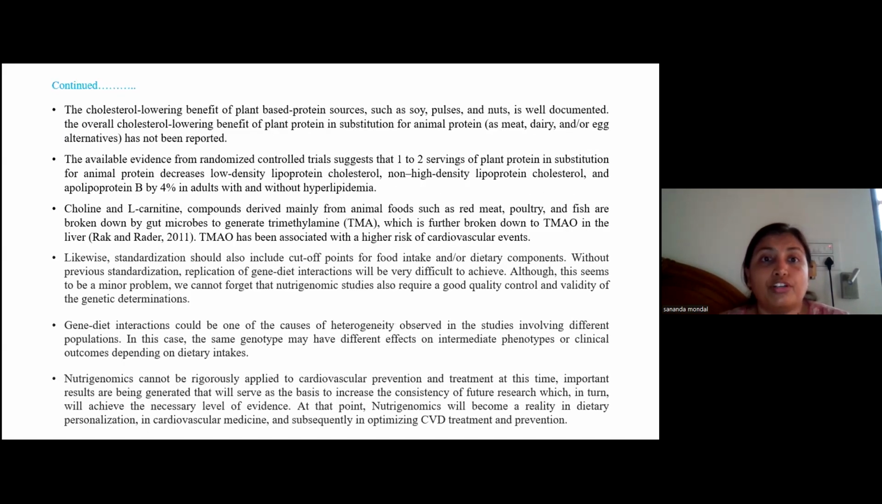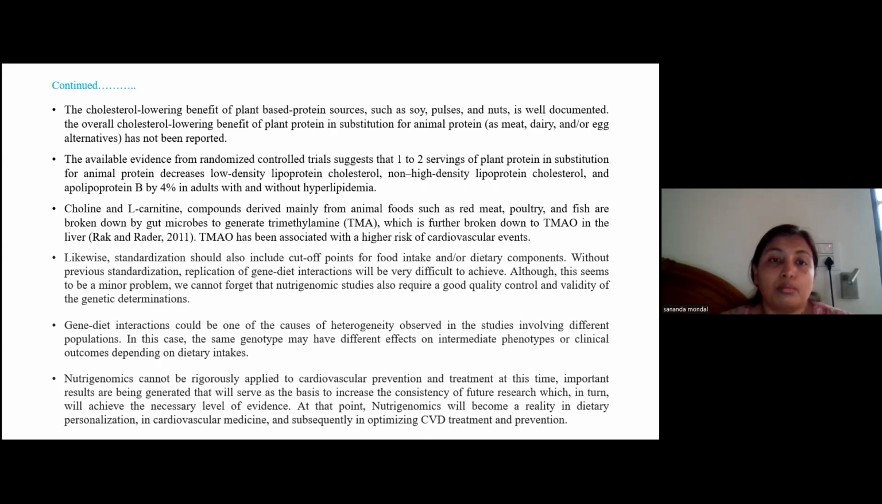The cholesterol lowering benefit of plant-based protein sources like soybean and pulses from different sources throughout the world and nuts is well documented. The overall cholesterol lowering benefit of plant protein in substitution for animal protein such as meat, dairy, and or egg alternatives has not been reported. The available evidence from randomized controlled trials suggested that 1 to 2 servings of plant protein in substitution for animal protein decreases low density lipoprotein cholesterol, non-high density lipoprotein cholesterol, and apolipoprotein B by 4% in adults with and without hyperlipidemia.